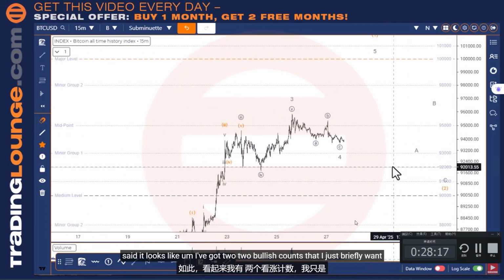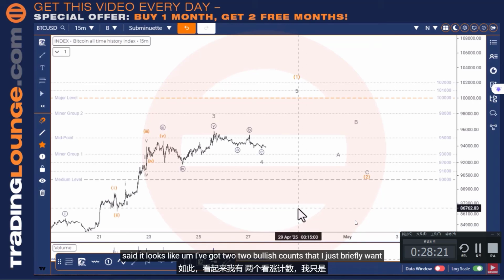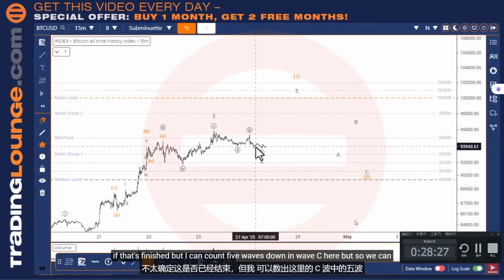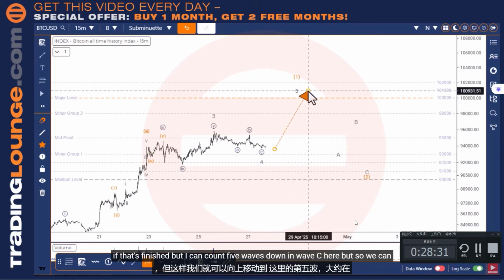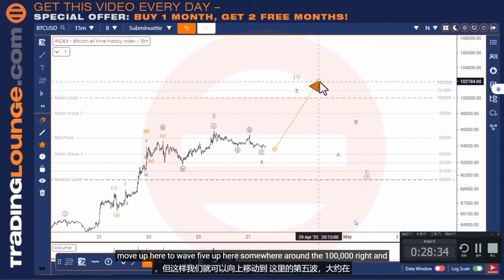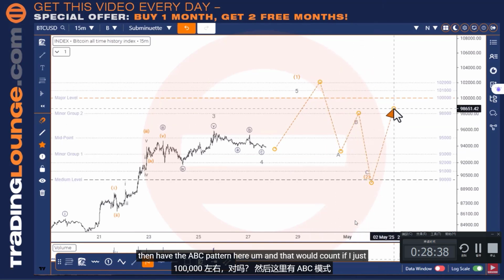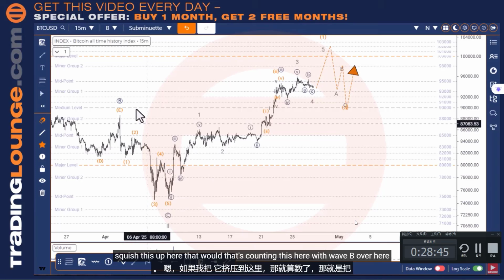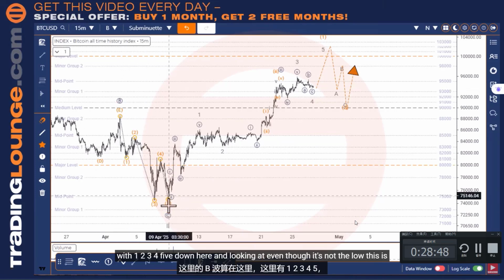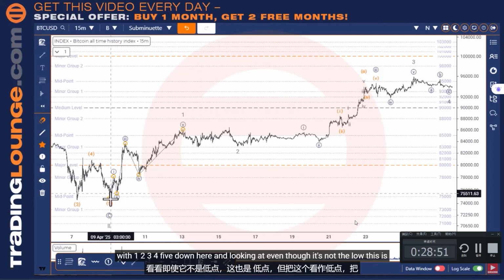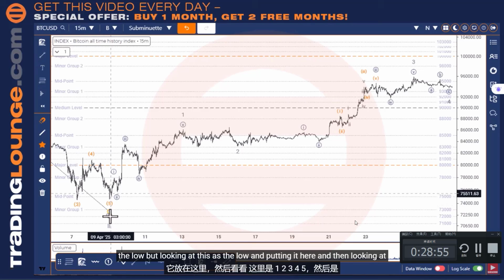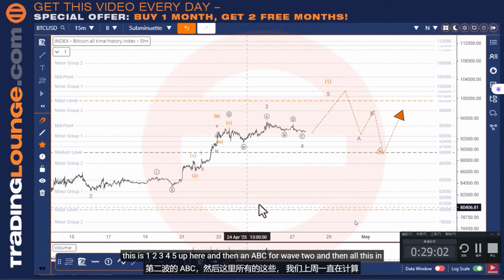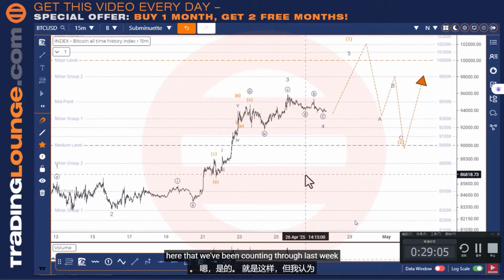So that said, it looks like I've got two bullish counts that I just briefly want to go over. One of them is that we have this wave 4 here. I'm not quite sure if that's finished, but I can count 5 waves down in wave C here. So we can move up to wave 5 somewhere around the 100,000, and then have the ABC pattern here. That would count, if I just squish this up, with wave B over here with 1, 2, 3, 4, 5 down here. Even though it's not the low, looking at this as the low and putting it here, and then looking at this as 1, 2, 3, 4, 5 up here, and then an ABC for wave 2, and then all this in here that we'd been counting through last week.